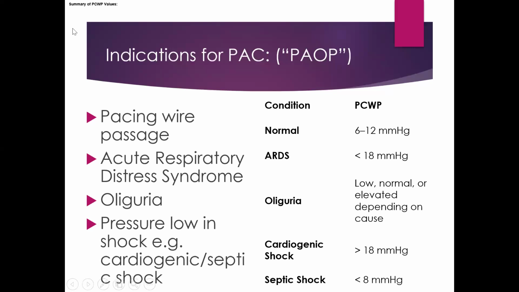And very importantly, it is also useful for measuring CVP. So instead of passing a CVP line separately, the pressure at the right atrium is equivalent to your CVP. It's also useful for your right ventricular end diastolic pressure. So these are some of the indications for passing your pulmonary artery catheter.